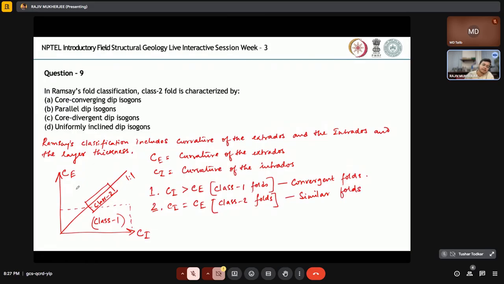And then comes a region where curvature of the inner arc is less than the curvature of the outer arc, the curvature of the intrados is less than the curvature of the extrados, and these kind of folds are called class 3 folds. And this is the one we already discussed. Obviously this is a divergent fold.